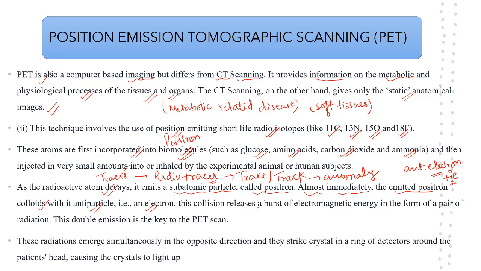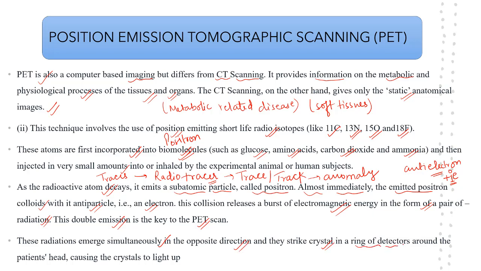This collision releases a burst of electromagnetic energy in the form of a pair of radiation. Because of that decay, the subatomic particles collide with the electrons, and this particle anti-particle interaction releases a large amount of electromagnetic waves. This double emission is key to the PET scan. This is the principle of positron emission tomography. These radiations emerge simultaneously in opposite directions and strike crystals in a ring of detectors.